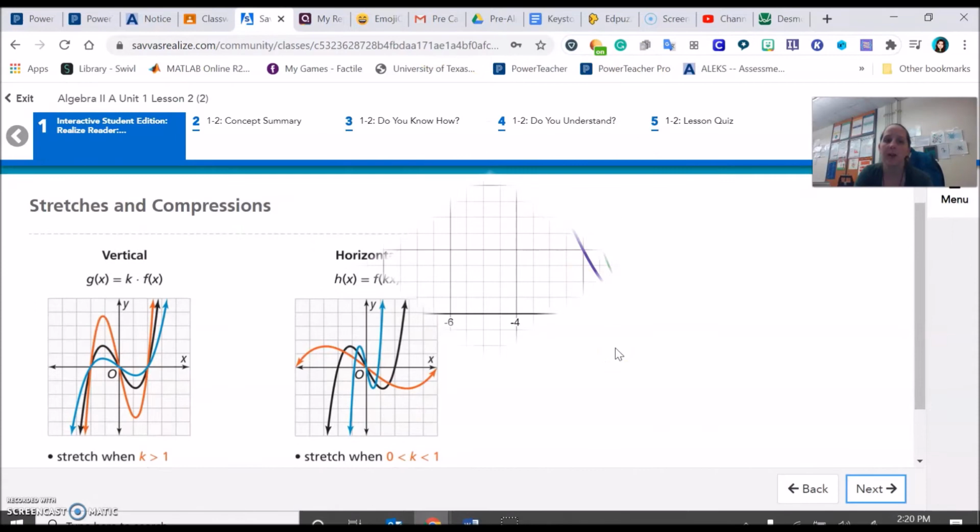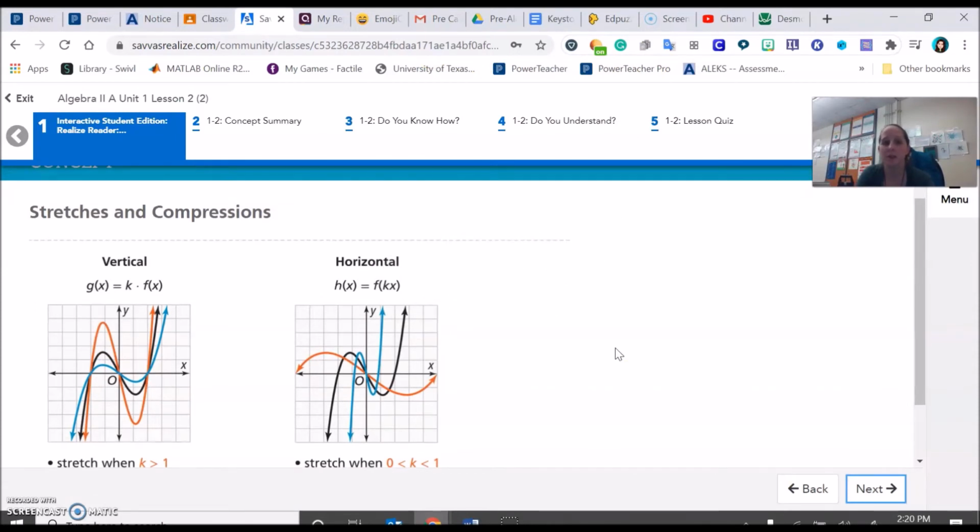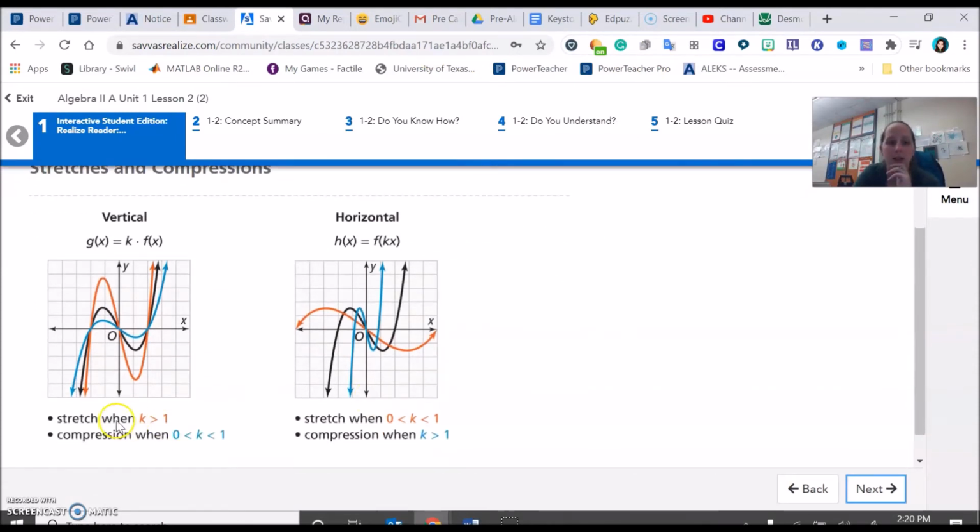So again, concept: stretches versus compressions. Vertically, we can look at a stretch when k is greater than 1, that's that red. Compression when k is between 0 and 1, that's that blue line. The black line is the original. Same thing for horizontal. You can see it stretches out further.